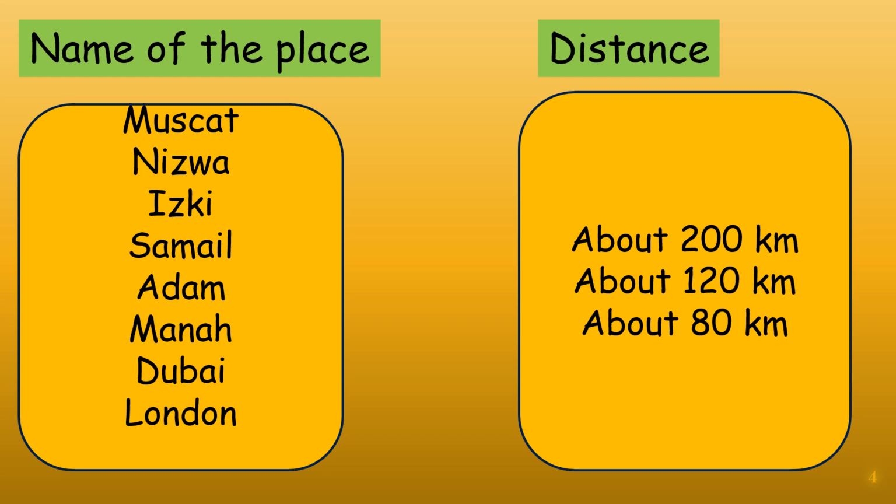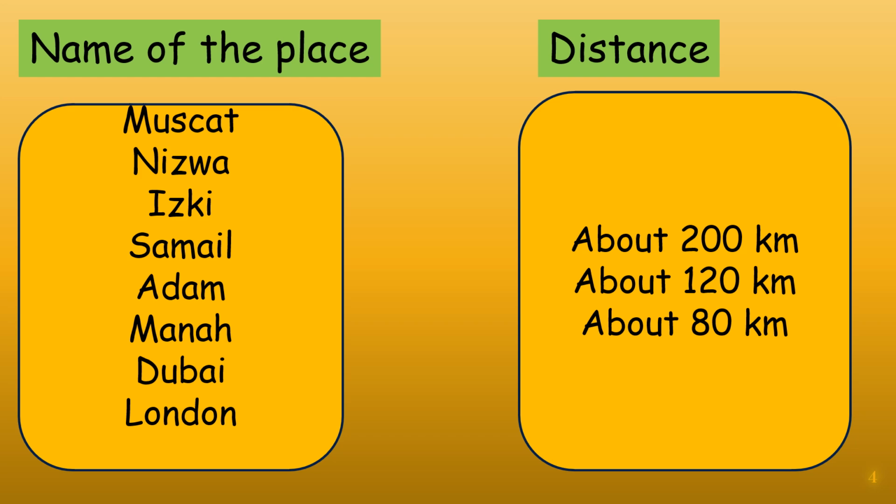Now for the name of the place, it depends on what place you are writing about. Examples are given here: Muscat, Nizwa, Izki, Samail, Adam, Mana, Dubai, London. These are different places in the world. If you get to write about Muscat, Nizwa, Izki, up till Mana, you know where the place is, how it looks, and the population and other things.